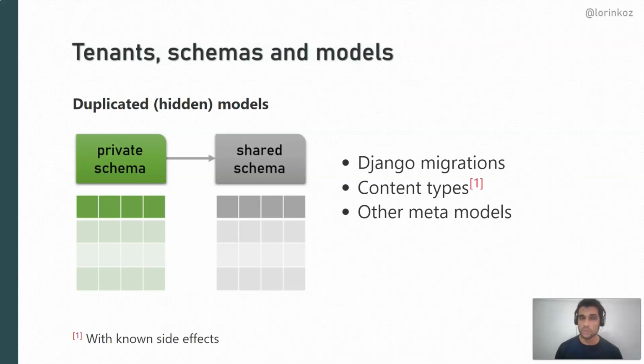It is also possible to have models duplicated, and therefore hidden, between private schemas and the shared schema. This is the case of the Django migration table itself, or content types, with some known side effects, or other meta models. This is no problem at all because the search path makes it so that each one of the tables can be completely found depending on the scope you are operating in.